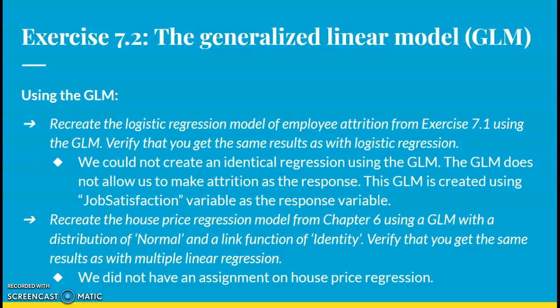Recreate the house price regression model from chapter 6 using a GLM with a distribution of normal and a link function of identity. Verify that you get the same results as with multiple linear regression. We did not have an assignment on house price regression.